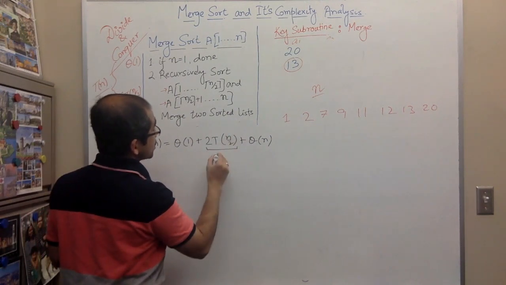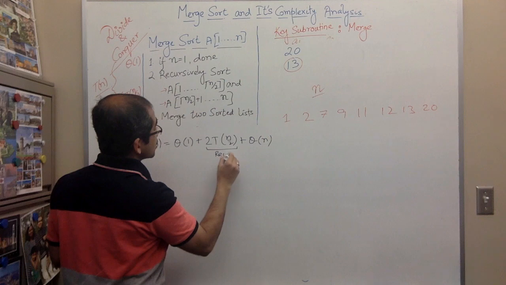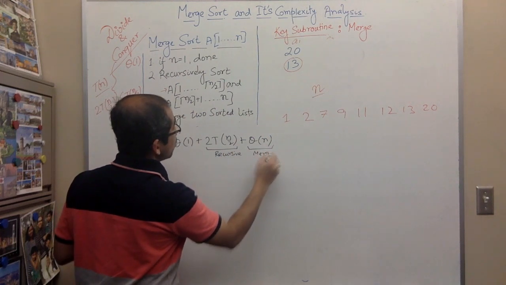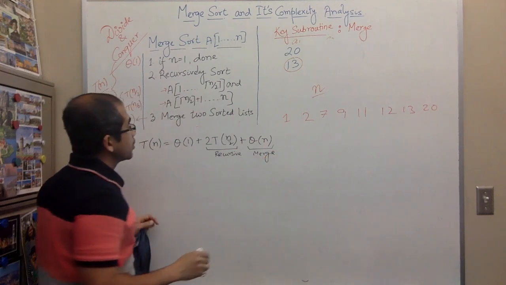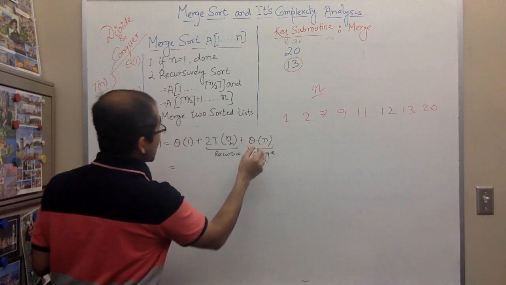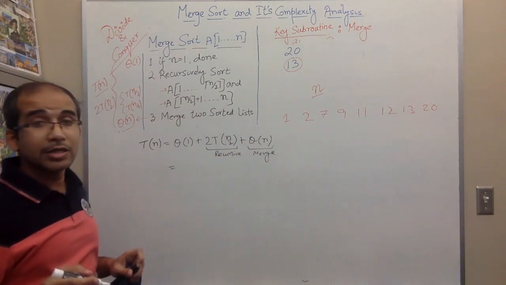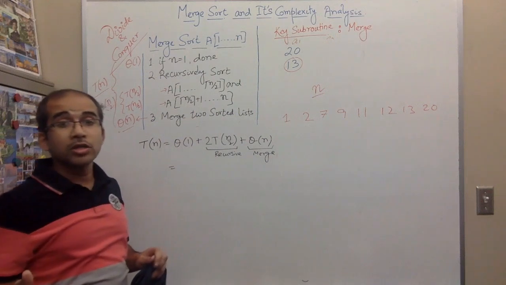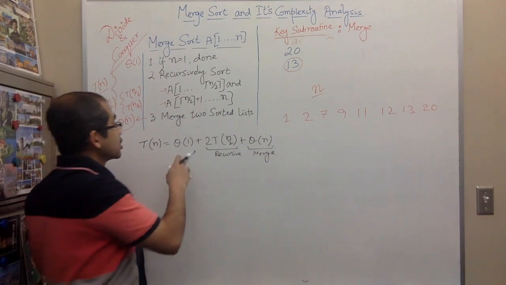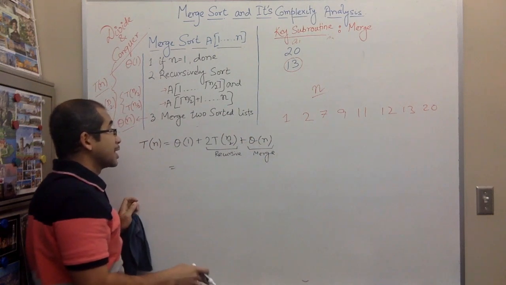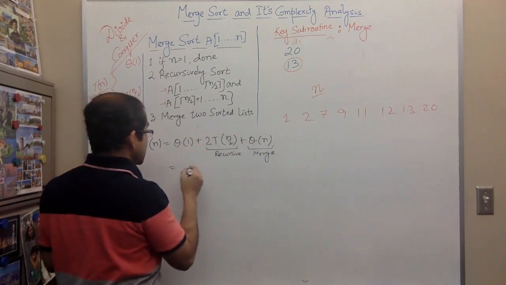This is for the recursive part, and this is the merge part. So now, the concept in the definition of theta: we can say this theta n. If you remember asymptotic analysis, the higher order term persists and the lower order terms are dropped. So this theta 1 is the lower order term, it can be combined with theta n, or you can just say it's dropped.